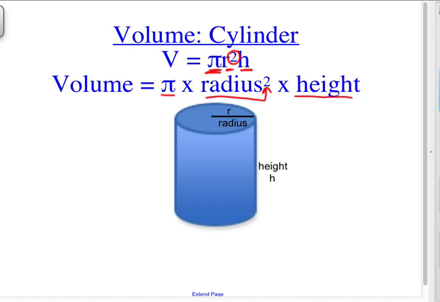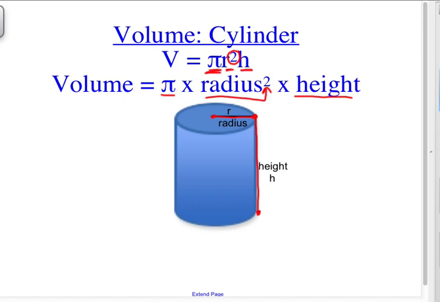And on this cylinder here, I've tried to label and identify where you'll find these values as you're looking at these cylinders today. The radius goes from the center of the circle of the base out to the edge. It would be half of a diameter. So if you see a diameter, you need to remember to cut it in half. That will give you the radius. And then the height of the cylinder is from the top down straight to the bottom.